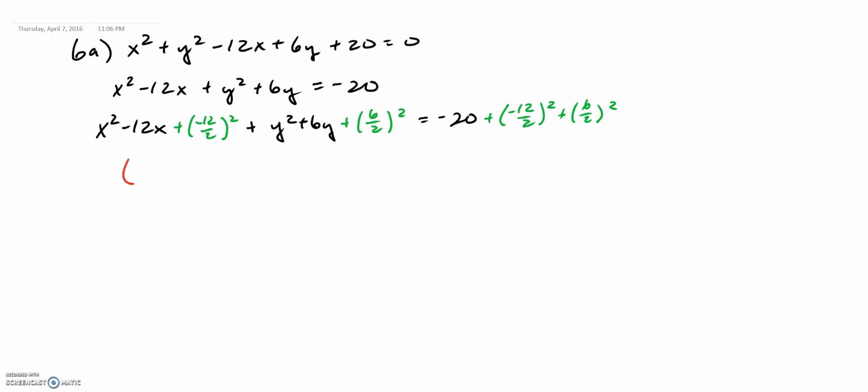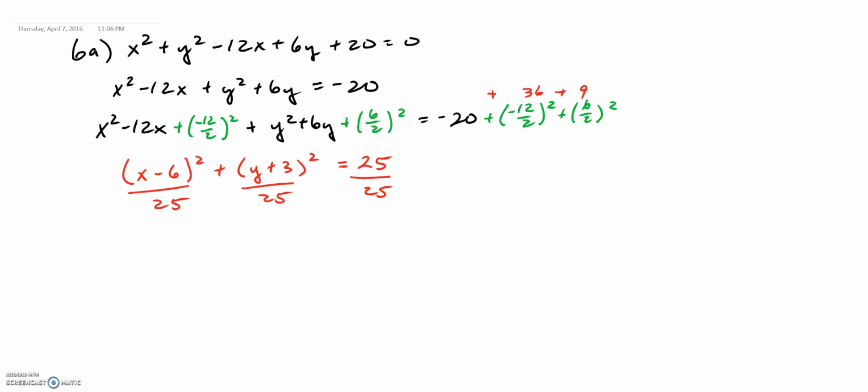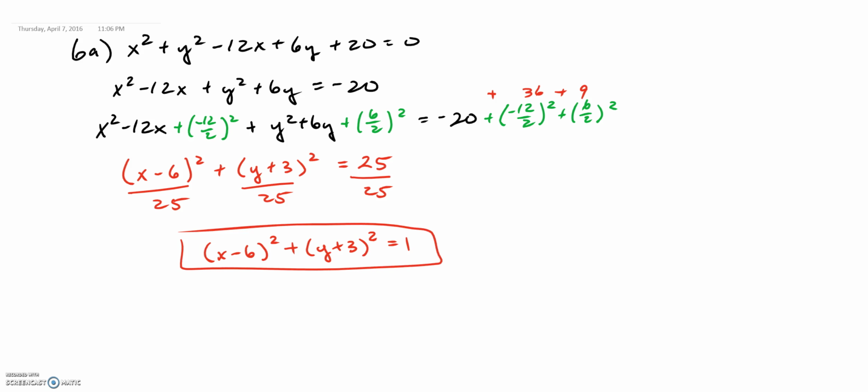So that gives me (x minus 6) squared plus (y plus 3) squared, and that's equal to, let's see, this is going to be 36. This is going to be 9. So 36 take away 20 is 16, plus 9 is 25. Divide everything by 25 because we have to equal 1. And I get (x minus 6) squared plus (y plus 3) squared is equal to 1.